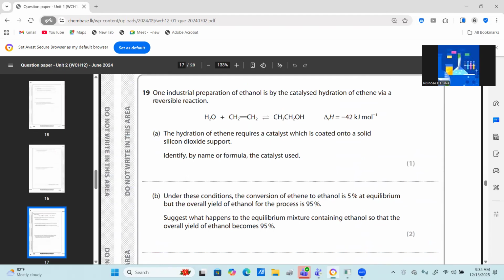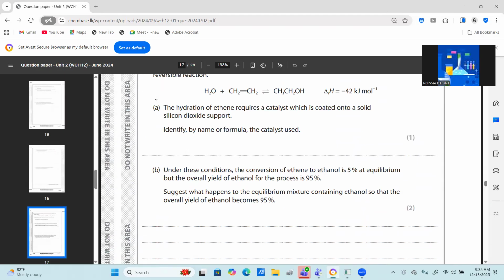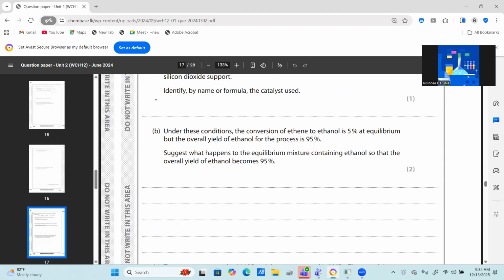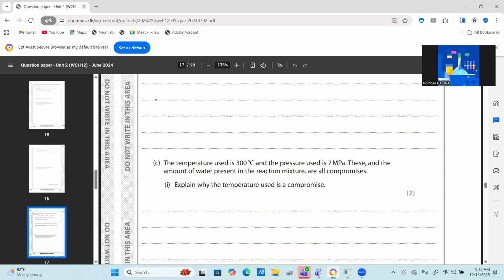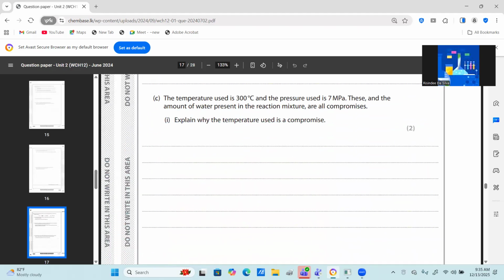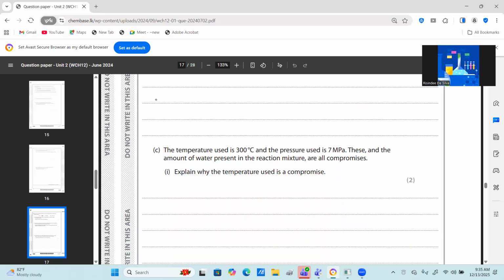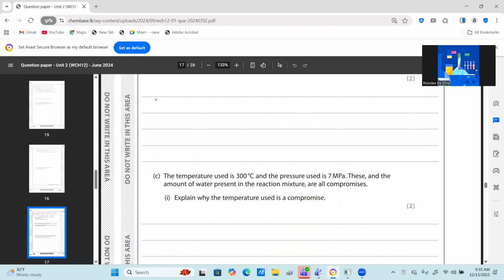In this, name the catalyst. So we know we are using phosphoric acid or sulfuric acid. Under these conditions, the conversion of ethene to ethanol is 5% overall. Okay, so here the reaction is cooled so that ethanol condenses. 1 mark is given for that. The unused ethene can be recycled. That's how you can increase the percentage. The temperature used is 300 and pressure is 7 megapascal.